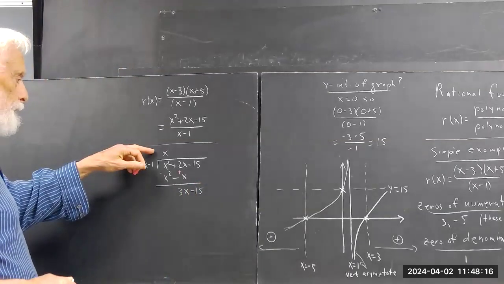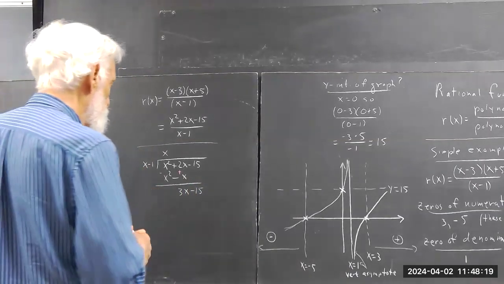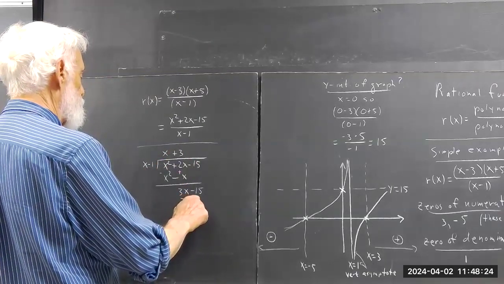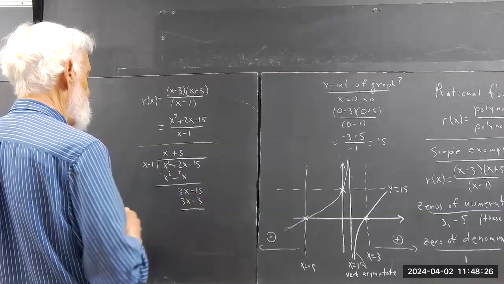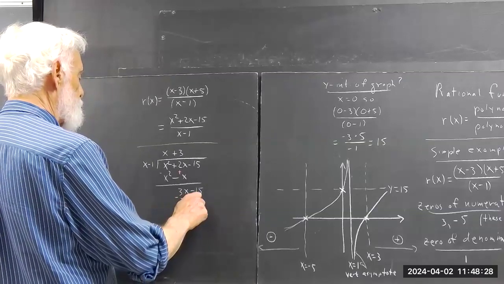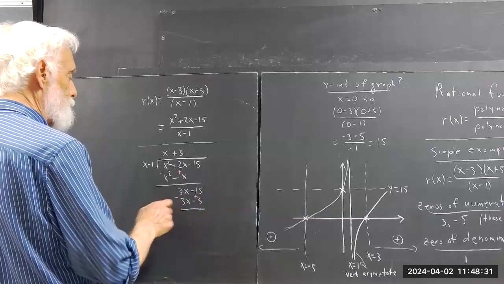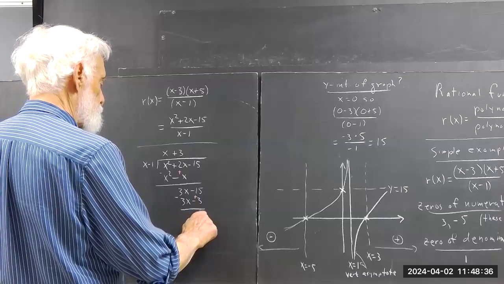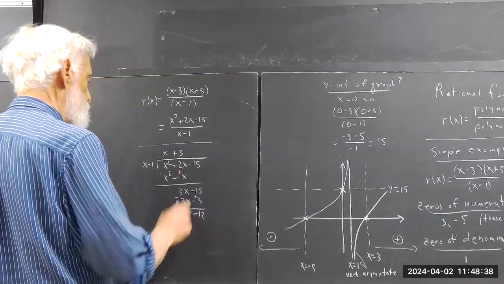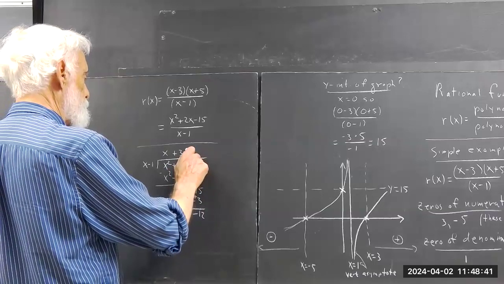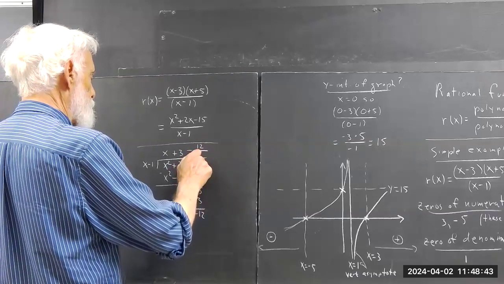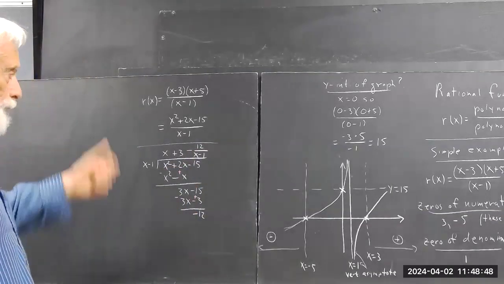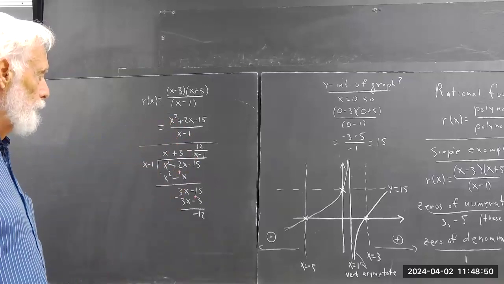Okay, so I've got x. Divide x into 3x, I get plus 3. Multiply that down there, I get 3x minus 3. Remember to subtract the second one using the signs I have here. And I get minus 12. And that's going to be divided by x minus 1. But all we're going to get out of that is minus 12 over x minus 1.